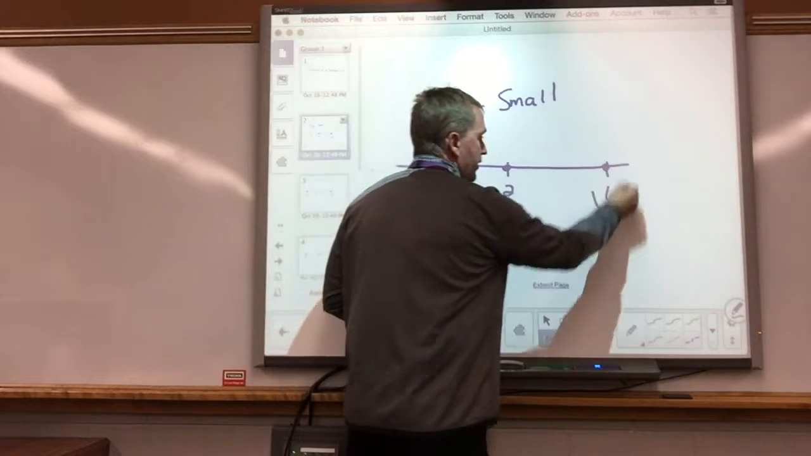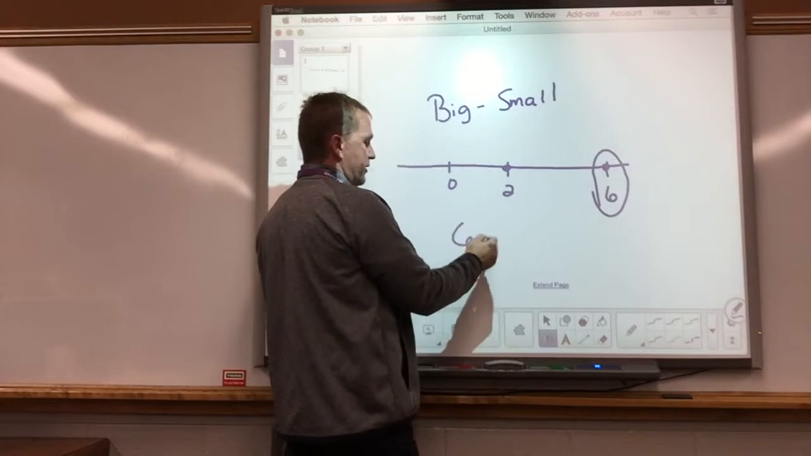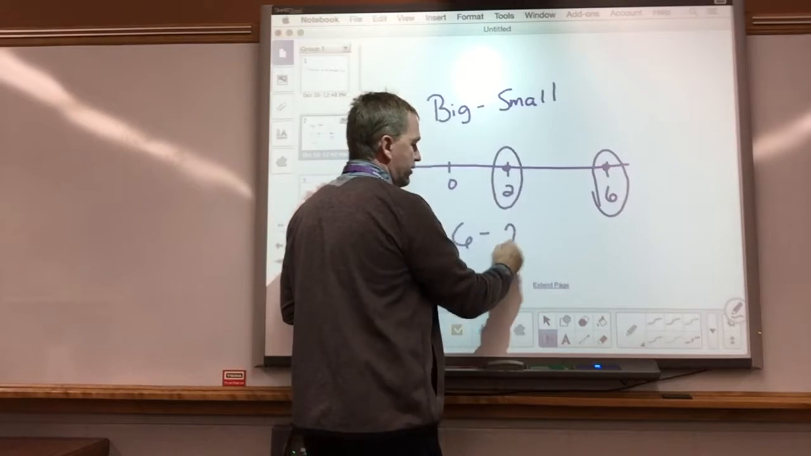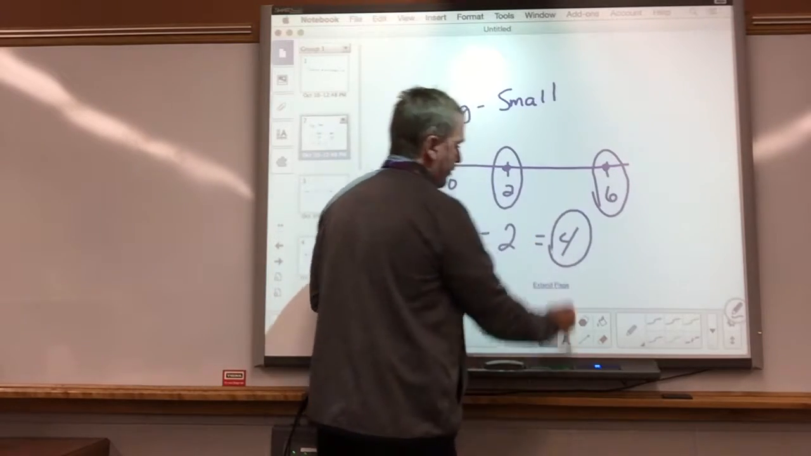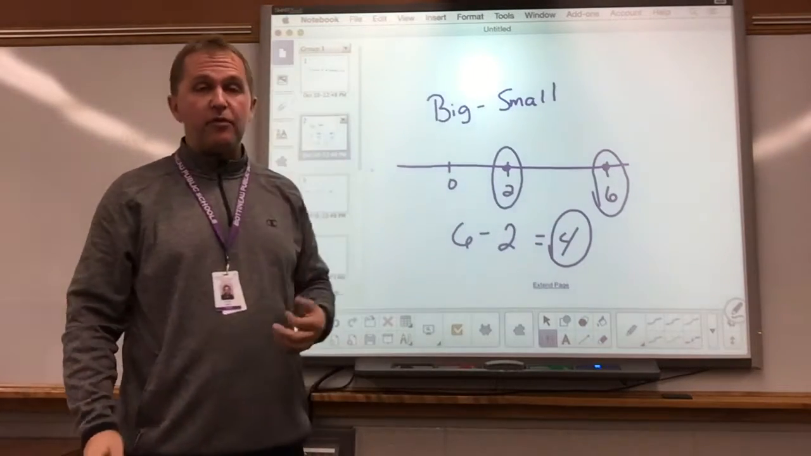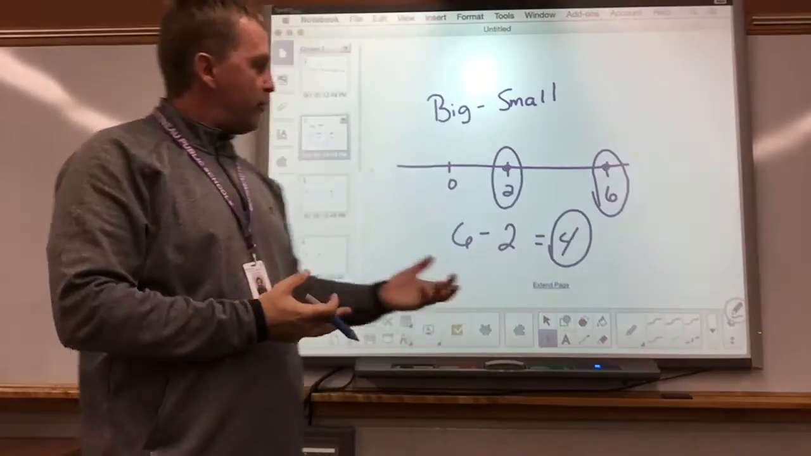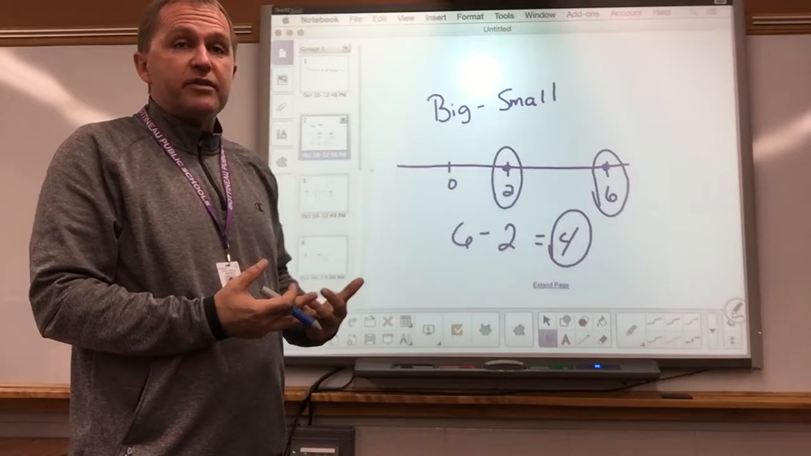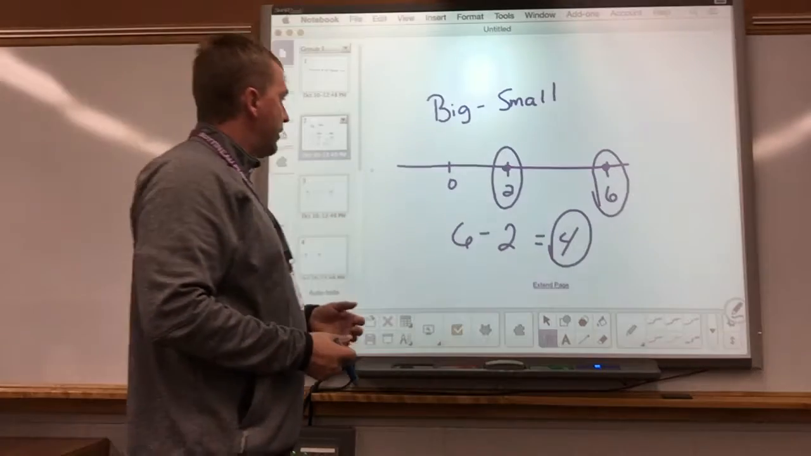So in this case, my larger number is 6. Distance on a number line should say that I'm going to take 6. I'm going to subtract the 2. Final answer in this case would be 4. Now, I don't think that's too amazing, but I just want you to remember that if we take the big number minus the small number, that will always give us the distance between those 2 points.